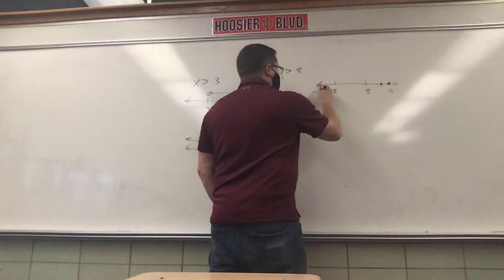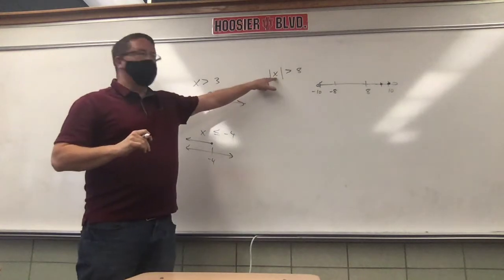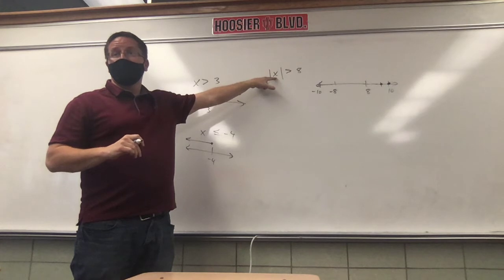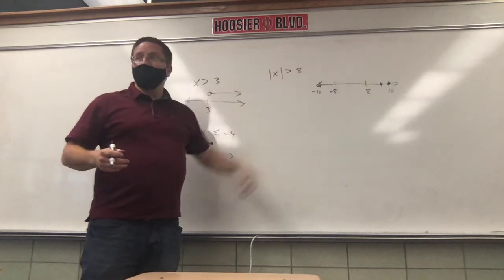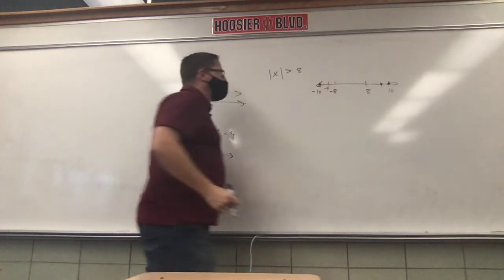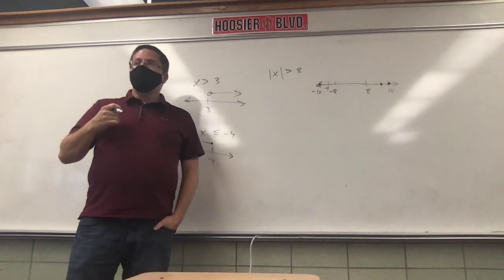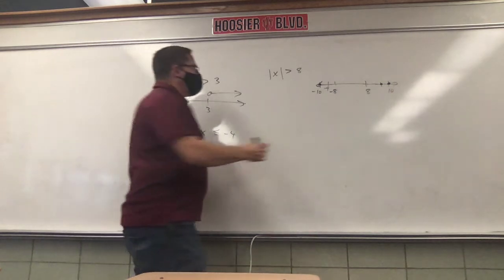How about -10? Careful. Yes, if I plug in -10, the absolute value of negative 10 is 10, and 10 is bigger than 8. So -10 would be a solution, not because it's positive, but because its opposite, 10, is bigger than 8. How about -9? Yes, because the absolute value of -9 is 9, and that is bigger than 8.